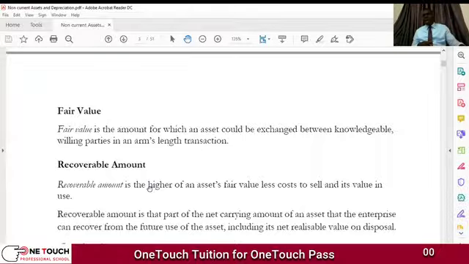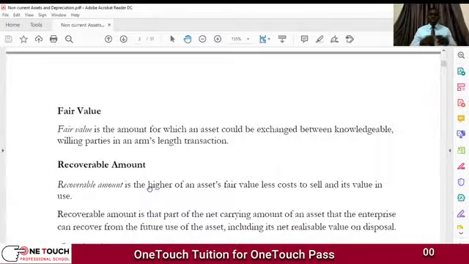So, for example, if I have this phone, and I happen to sell it to someone, then we are saying that the fair value of that asset is the amount for which I can exchange that asset between knowledgeable willing parties. Knowledgeable because both parties to the transaction have a fair idea of how much that kind of phone is selling on the market, and both are willing to do the exchange.